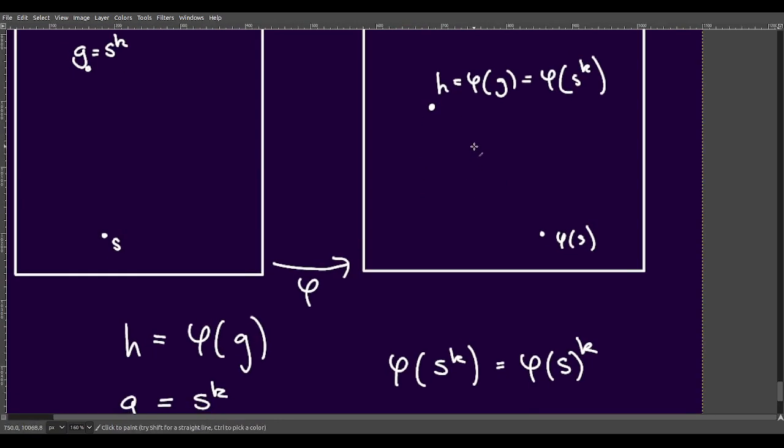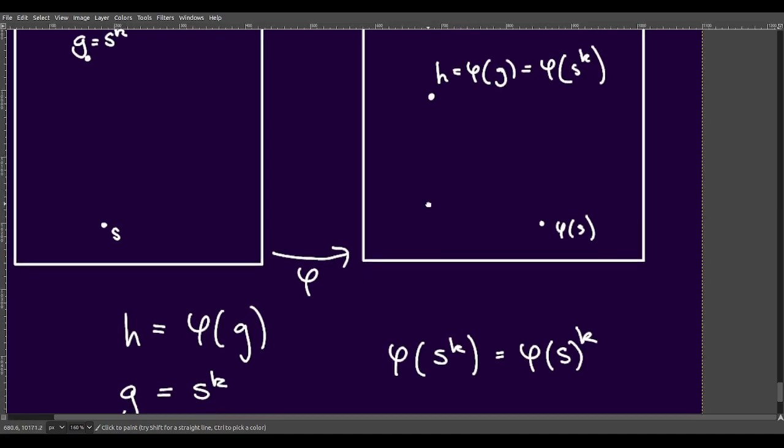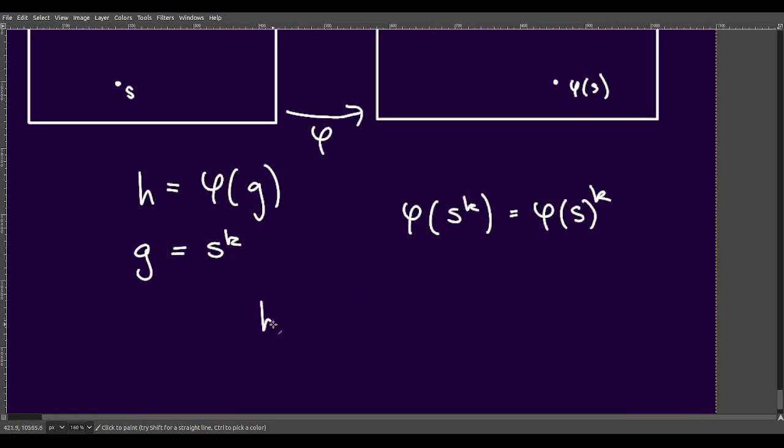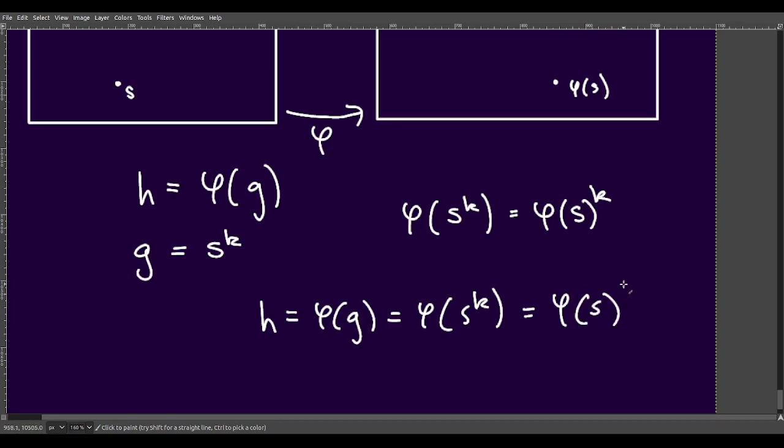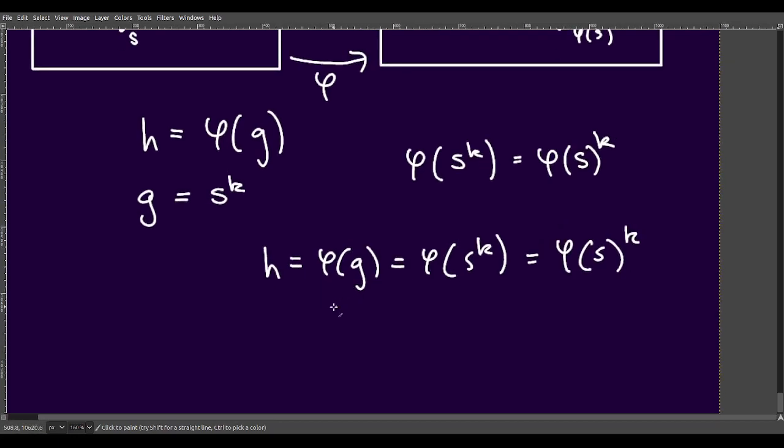we're going to eventually reach our arbitrarily chosen h. So it didn't matter which h we picked. We started off at phi of S, and we can add phi of S together so many times, and we reach h. In other words, h is equal to phi of g, which is equal to phi of S to the k, which is equal to phi of S, to the k. Thus, phi of S is a generator of H.